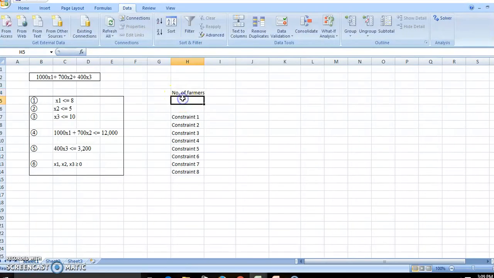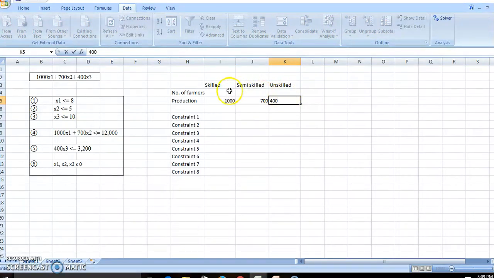And then the total production per farmer per day. Next, I'm going to write the categories of farmers, that is skilled, semi-skilled and unskilled. Now I have to write the values of production: 1000, 700 and 400. Now these 3 cells represent x1, x2 and x3 respectively. I'm not going to write x1, x2 and x3 but leave it blank because the solver will solve the problem and send the values in these 3 cells.